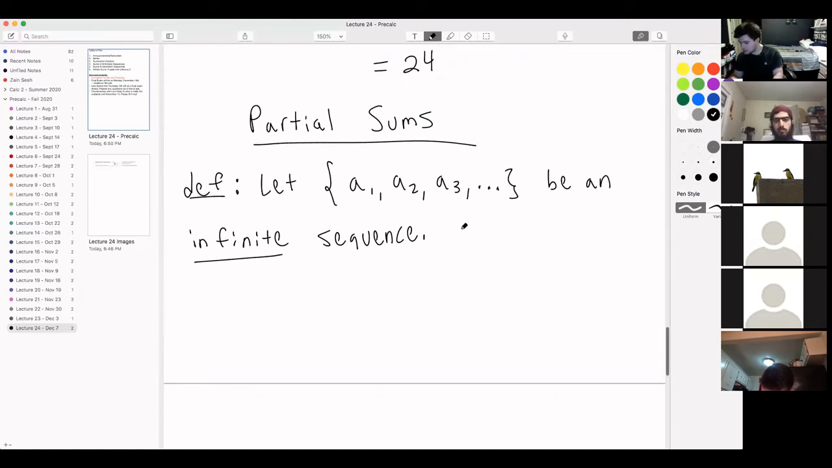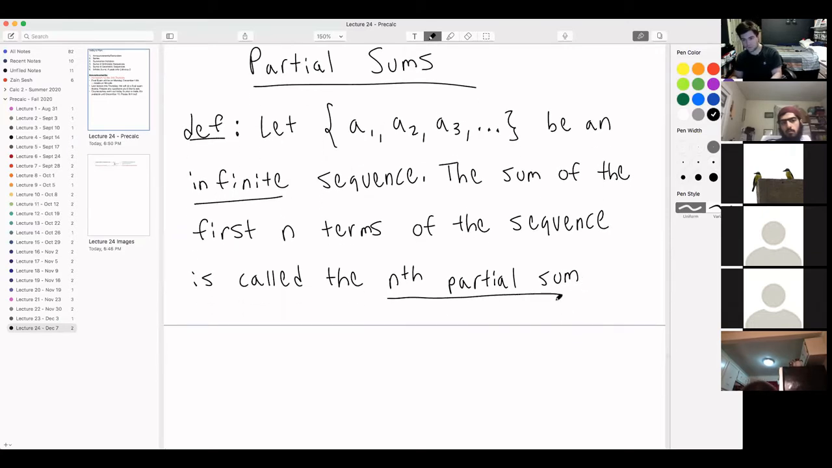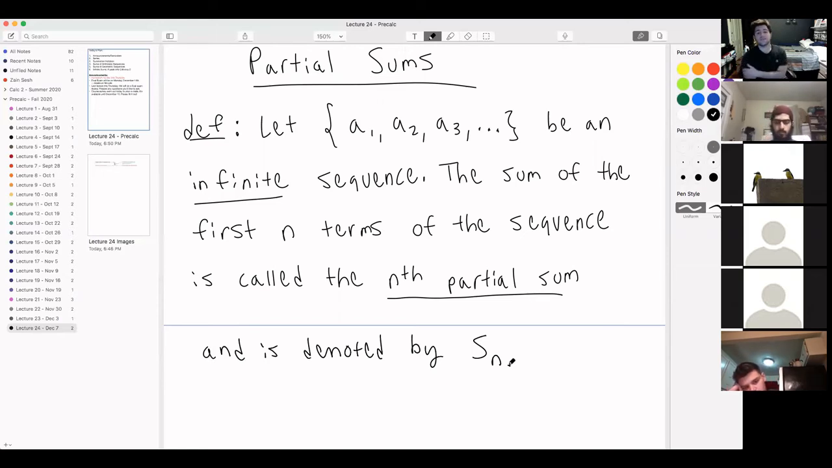So here is the definition. The sum of the first n terms of the sequence is called the nth partial sum and is denoted by capital S subscript n. So you have an infinite sequence now. And suppose you just want to take the sum of the first n terms. So it's still a finite sum. For instance, I have this infinite sequence. I want to take the sum of the first 5 terms. Well, the name of that is just called the fifth partial sum.